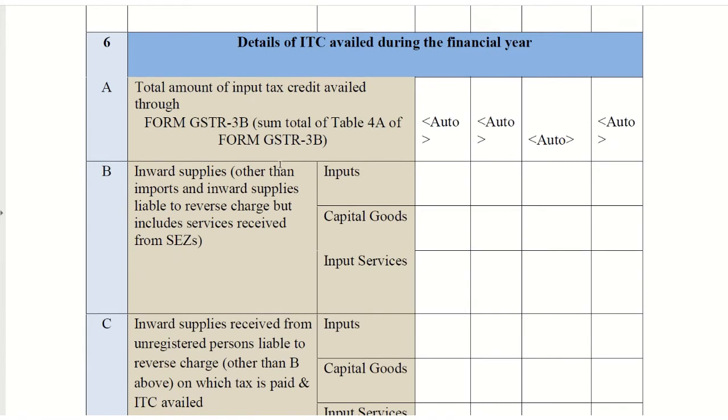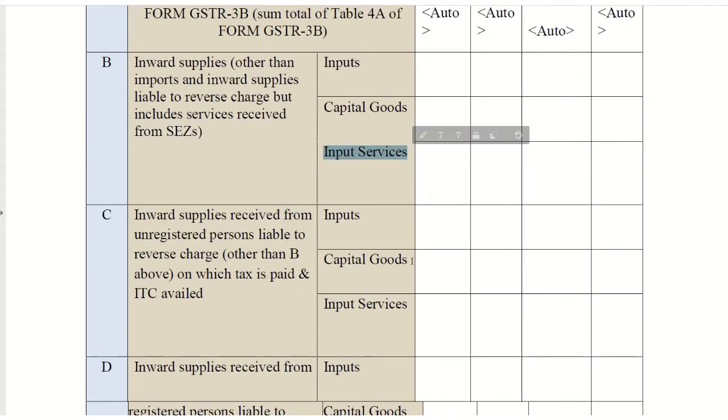The next important new change is in table number 6. As we all know, we have to provide the bifurcation of input, capital goods and input services respectively. However, during the year 2021 it was mandatory to bifurcate inputs and capital goods, but not mandatory to bifurcate input services. The same has been continued this year. For input services, you can merge that bifurcation with inputs also. It is not mandatory to fill input services as of now.